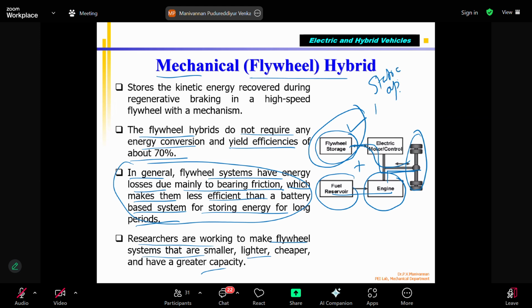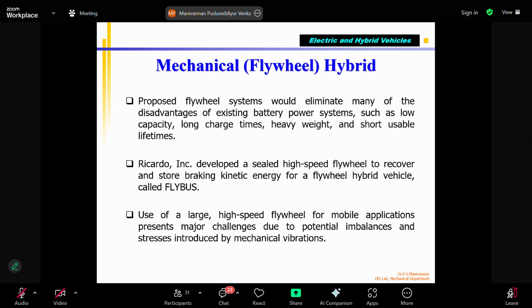In static applications, energy can be stored in the flywheel, but not for longer distances. In the case of mobile applications like a vehicle, carrying heavy mass is not advantageous. They cannot store the energy like pressurized fluid, pressurized air, or an electrical battery. So they stopped it. The proposed flywheel would eliminate many of the disadvantages of the electrical battery, such as low capacity and charging time. There are these advantages, but again, it is not very useful.